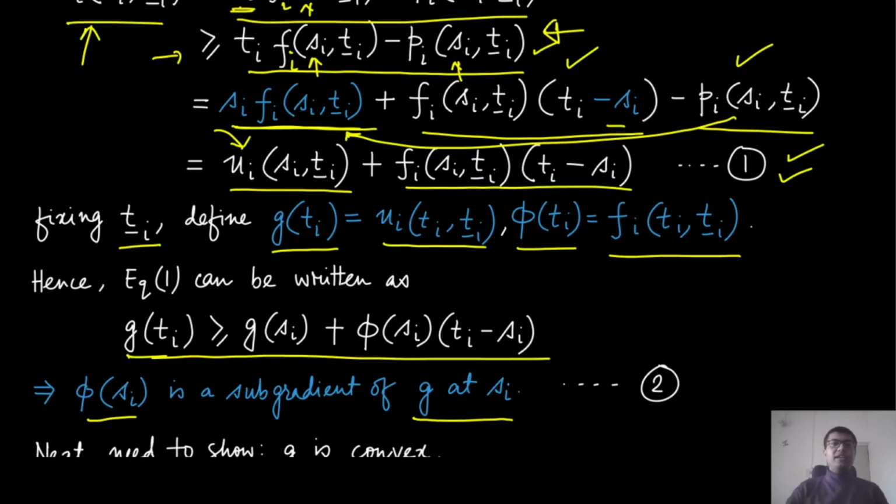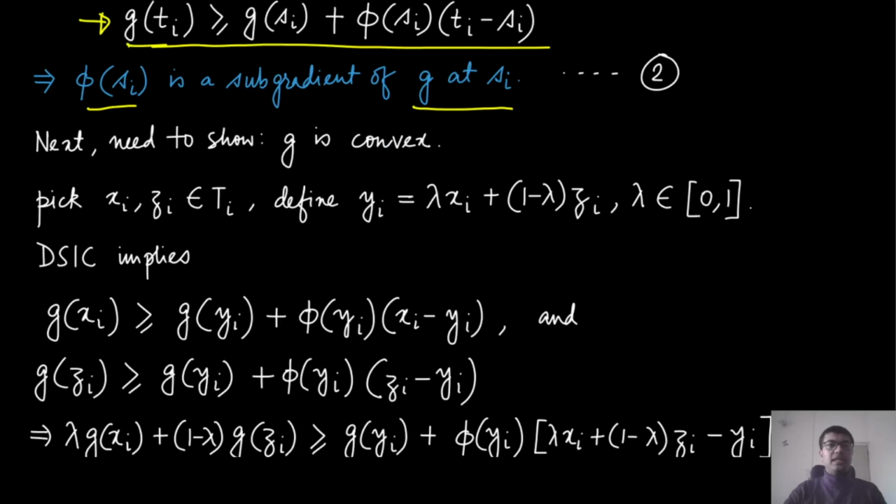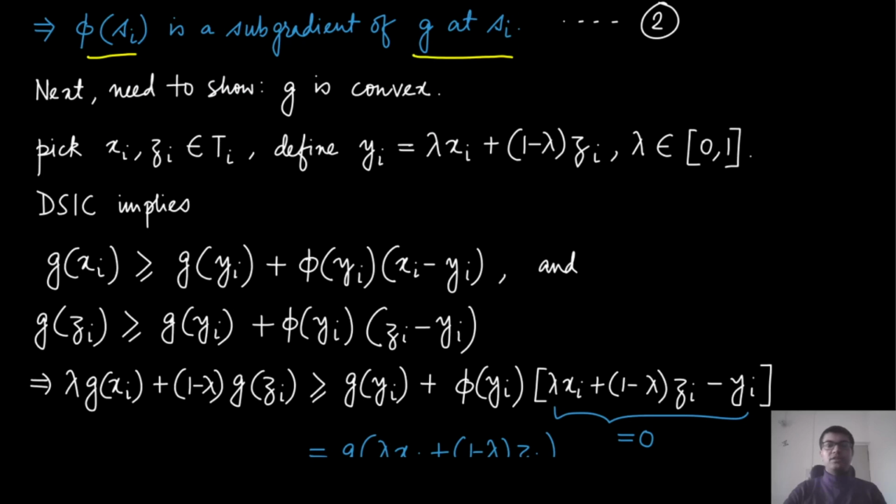Now, in order to apply those lemmas that we have proved for convex functions, we will first have to show that this function g is indeed convex. So let us do that. Let us show that this function g is convex. In order to do that, let us pick two arbitrary points, xi and zi, both of which are in this type set capital Ti, and we are going to define a convex combination of these 2 points, where lambda belongs to 0 and 1. You take the convex combination of xi and zi and define that as yi.